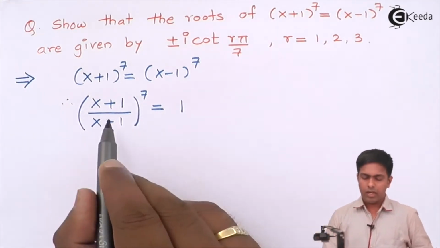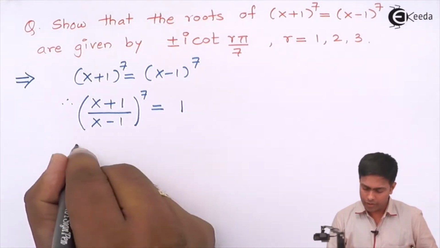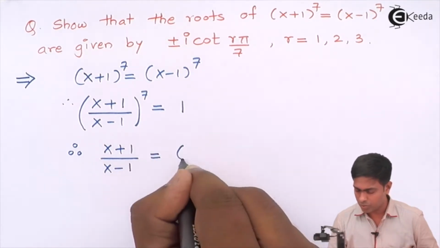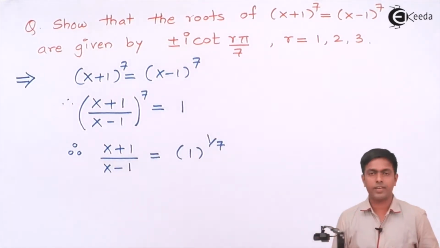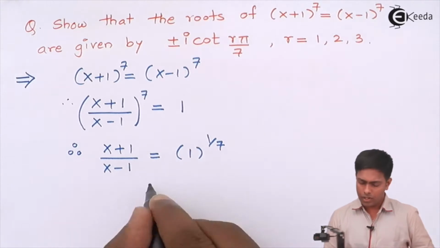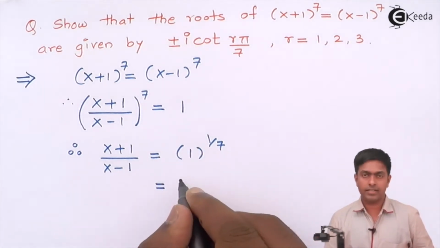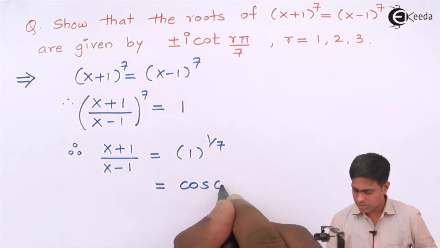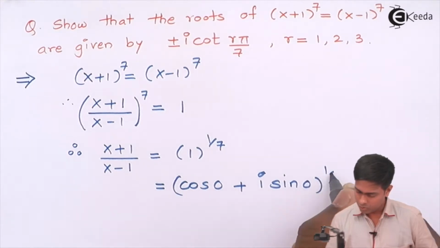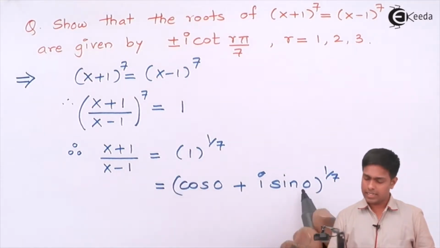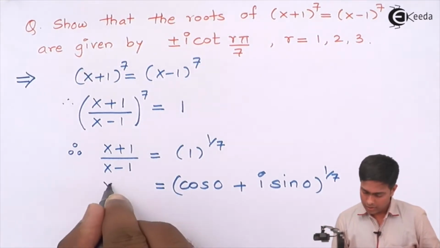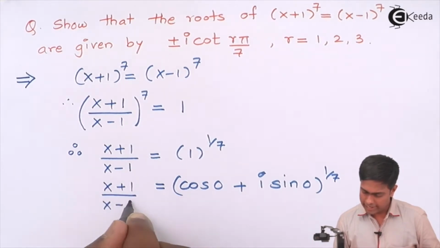Now I'll take the 7th root on both sides. So we will get, therefore, x plus 1 upon x minus 1 equal to 1 raised to 1 by 7. Now guys, 1 is in Cartesian form, we have to convert it into polar form. So we know that 1 is represented as (cos 0 plus i sin 0) raised to 1 by 7, because cos 0 is 1, sin 0 is 0, so this term will go and we will get 1. So this is the value of x plus 1 upon x minus 1.